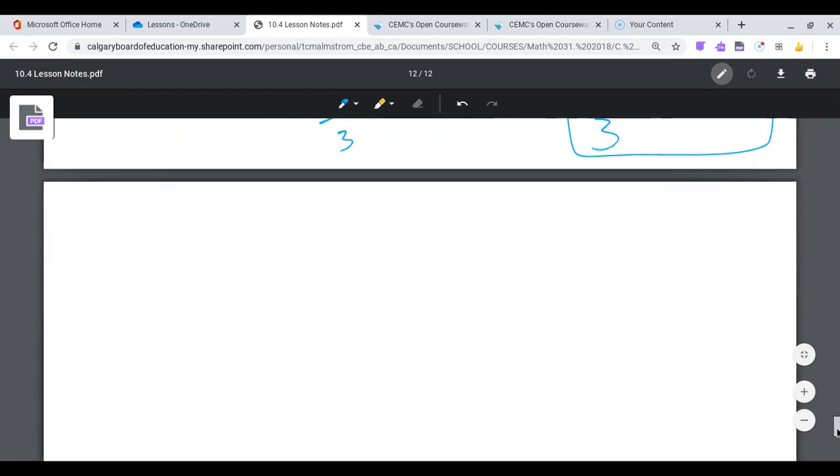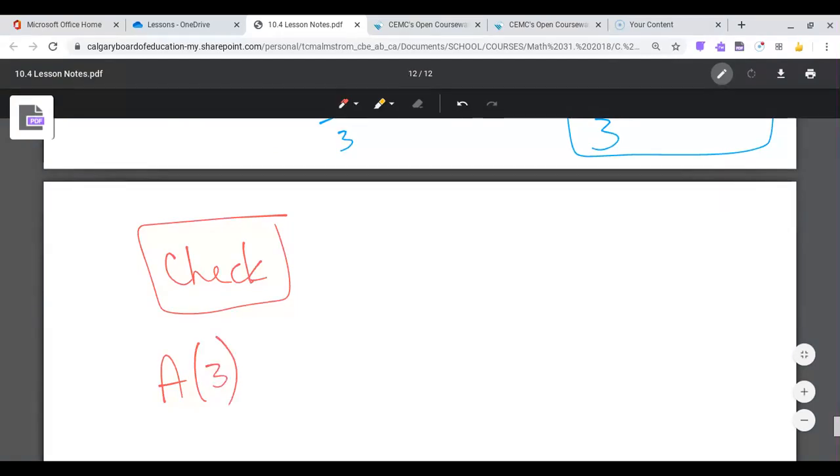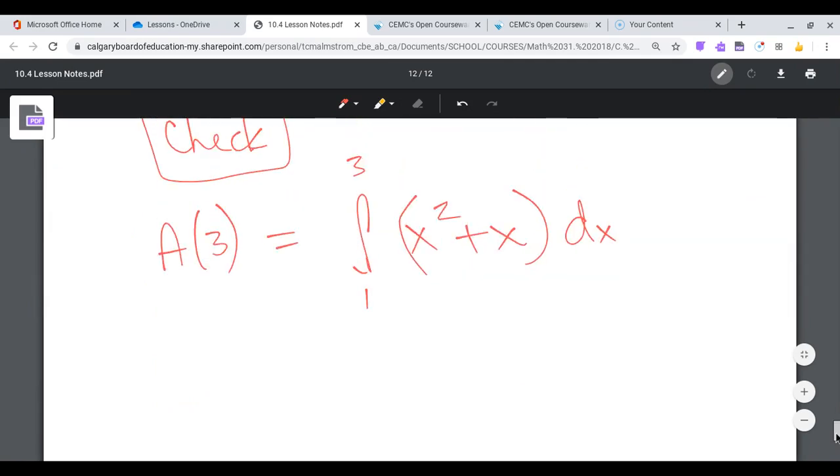Again, we can check our answer using our knowledge of antiderivatives. So the area to the right for this boundary 3 would be the integral from 1 to 3 of my function, which was x squared plus x, in terms of x. So take the antiderivative of this, and we would get 1/3 x cubed plus 1/2 x squared, evaluated from 1 to 3.